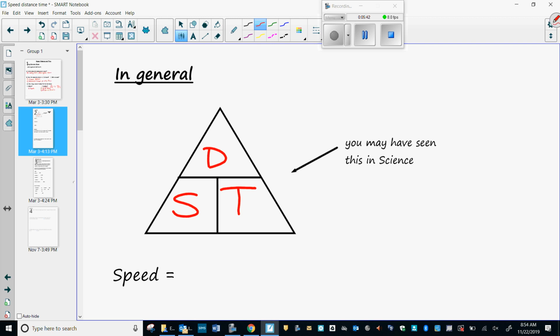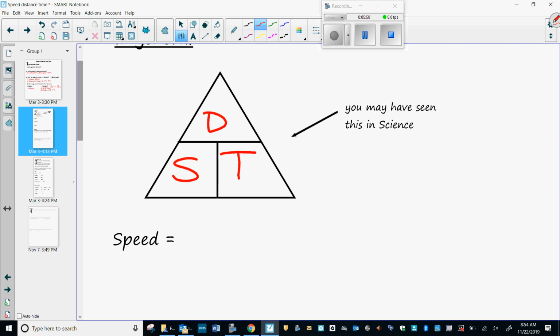However you decide, it's a divide down and then speed and time. So how do we use this triangle? If we're trying to find an equation for speed, you cover up the S. Then the D is up in the air, and there's a line between the D and the T. So that means it's going to be distance divided by time.